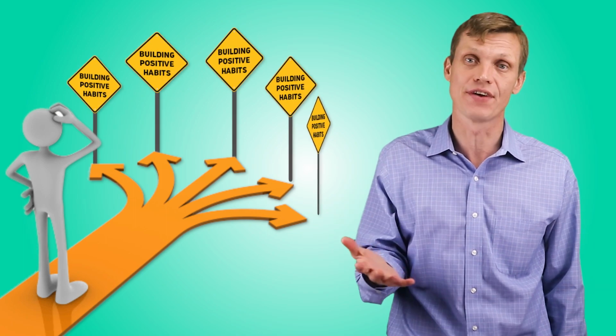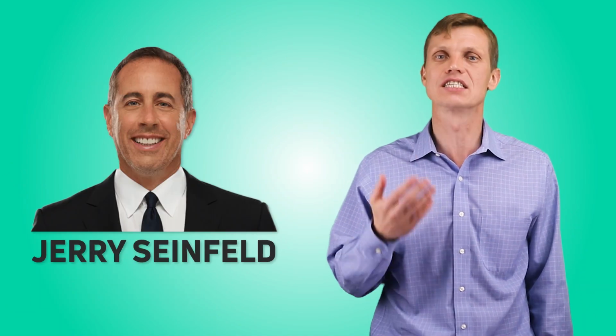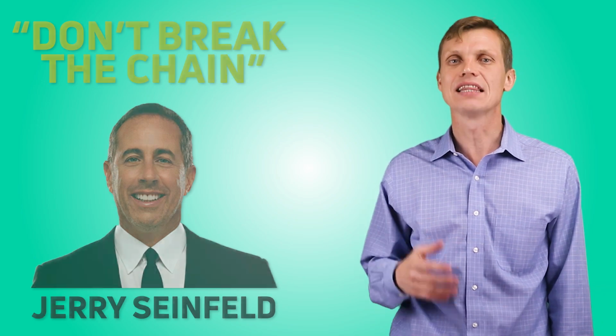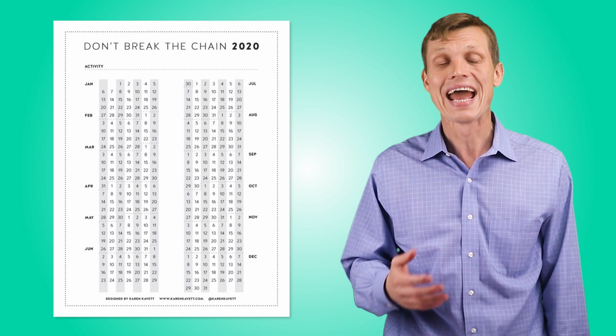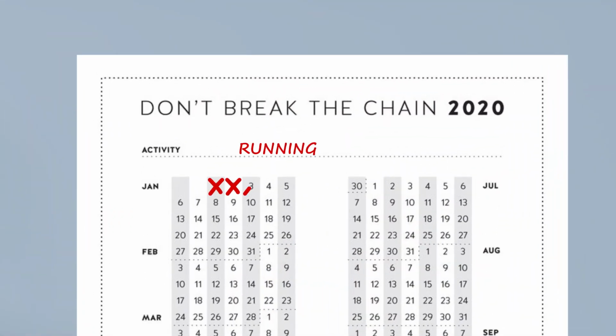Okay, there are a number of approaches when it comes to building positive habits. One great concept to keep in mind comes from famous comedian Jerry Seinfeld. It's called "Don't break the chain." The idea is quite simple. Get a calendar, a paper calendar, not the one on your phone or computer. Hang your paper calendar on the wall and put a big red X over each day that you succeed in following your desired habit.